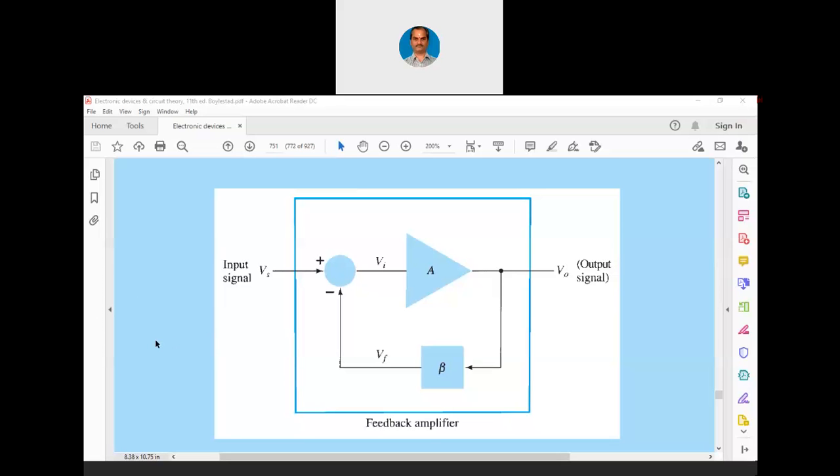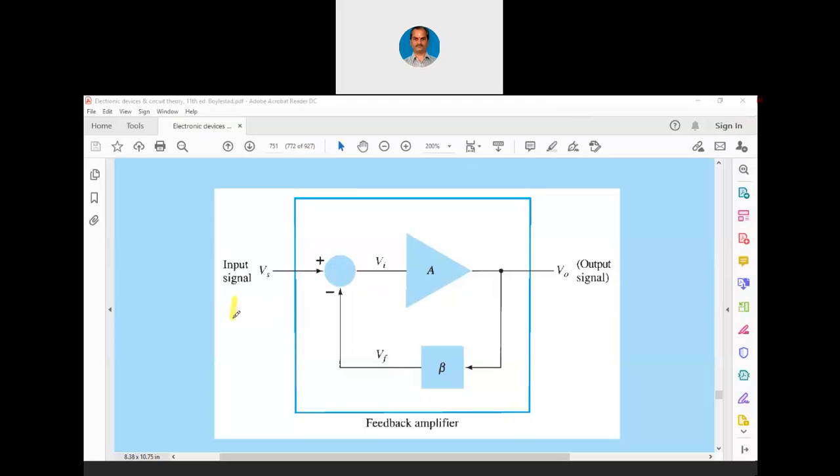Amplifier's voltage gain is V0 divided by Vi. The net voltage gain is V0 divided by Vs. But what is happening here is, we are not adding the feedback signal. We are subtracting the feedback signal from the input. That means, let me write something here just to make it clear.